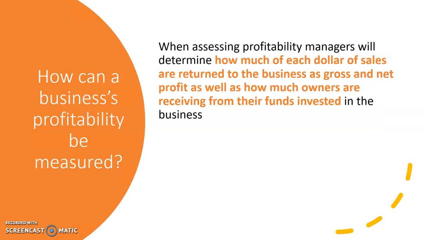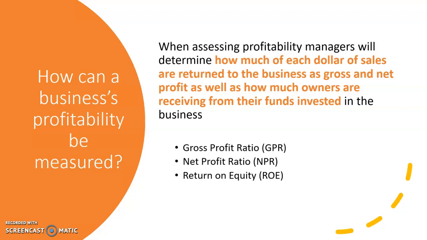So how can we measure the profitability? What we're really looking for is a way of looking at how much the business is generating in terms of its profit. So how much are we getting as gross and net profit out of each dollar of sales, and how much is the owner receiving from their funds invested in the business? So there are three ratios that we are going to calculate. We're going to look at a gross profit ratio, the net profit ratio, and the return on equity.